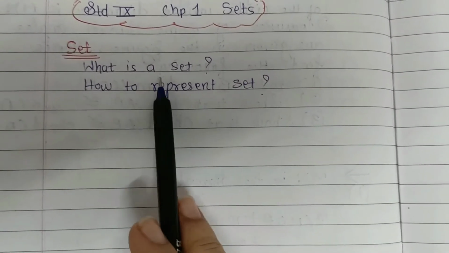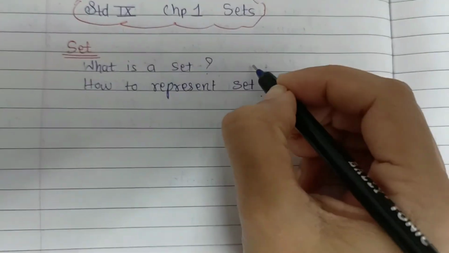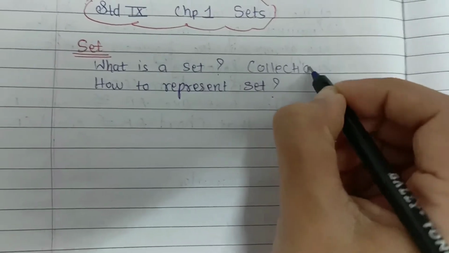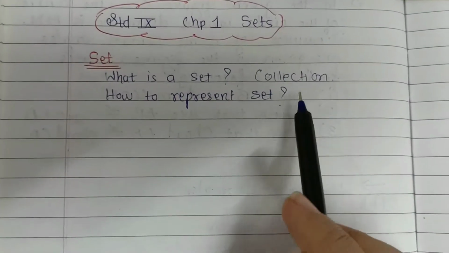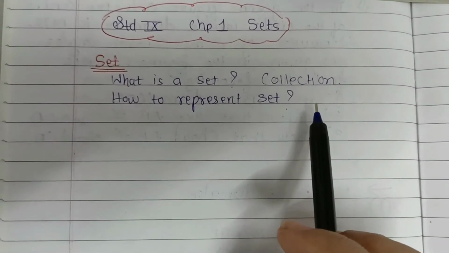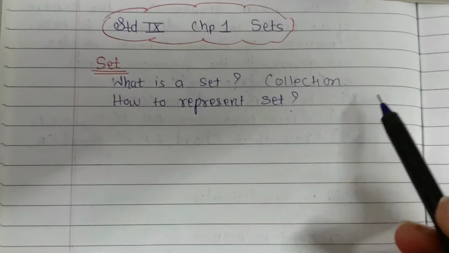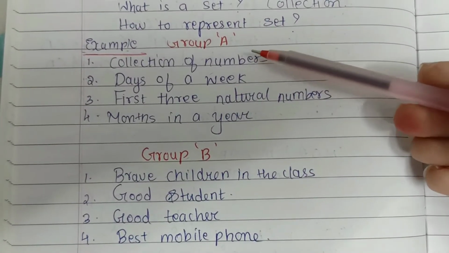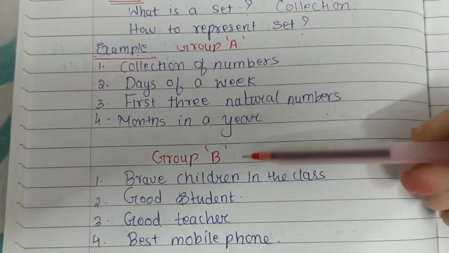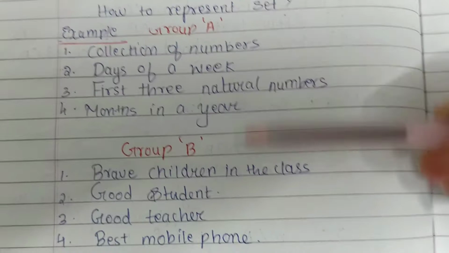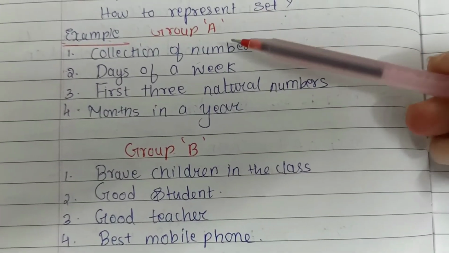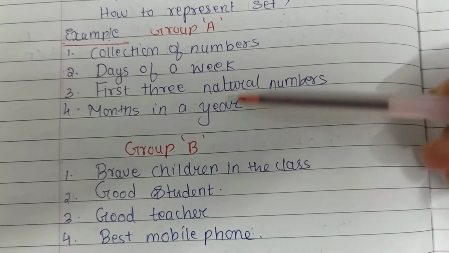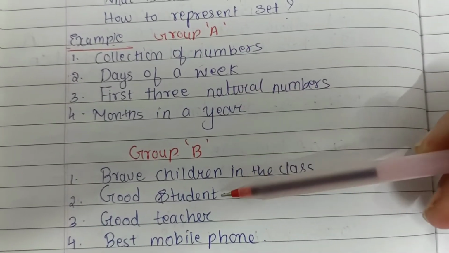So basically a set is nothing but a collection of any data or any object, okay? But not all collections are a set. So how to differentiate that? Let us see. Here I have divided these examples into two groups, group A and group B. This example will help you understand which one is a set and which one is not a set.